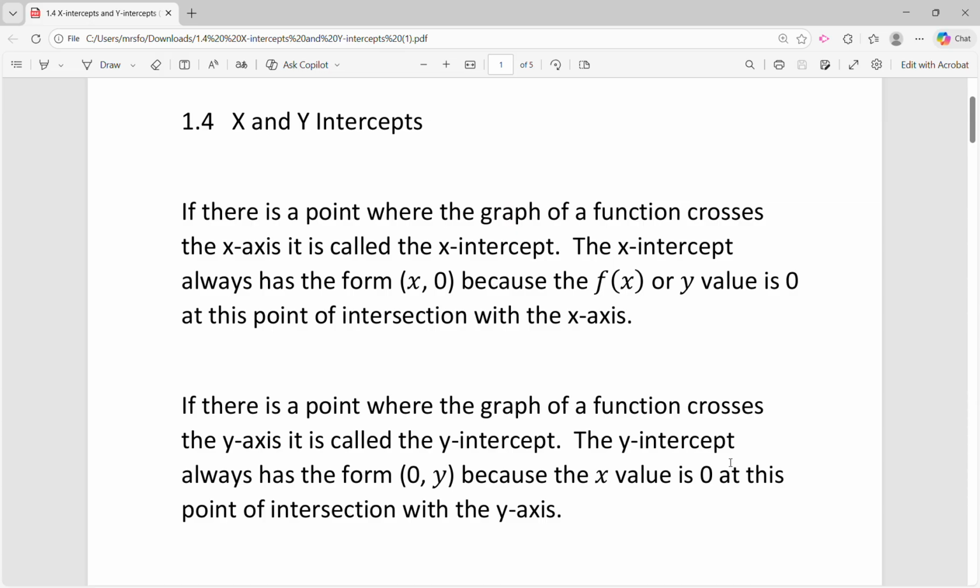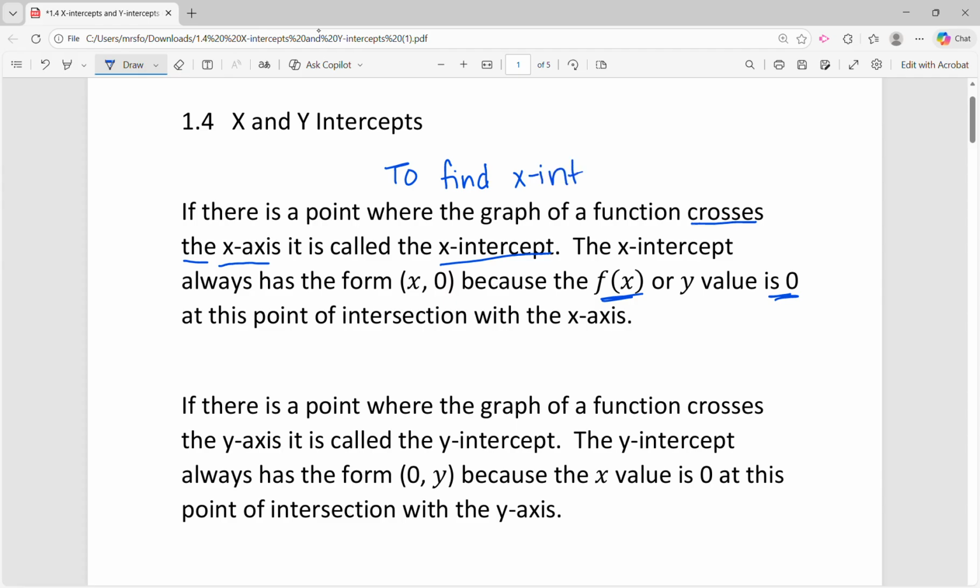So if there is a point where the graph of a function crosses the x-axis, that is the x-intercept. So the x-intercept crosses or intersects the x-axis. It's always in the form (x, 0). So the y value, f of x, is always 0. So when we want to find an x-intercept, replace the y with 0. And that'll tell you where it crosses the x-axis.